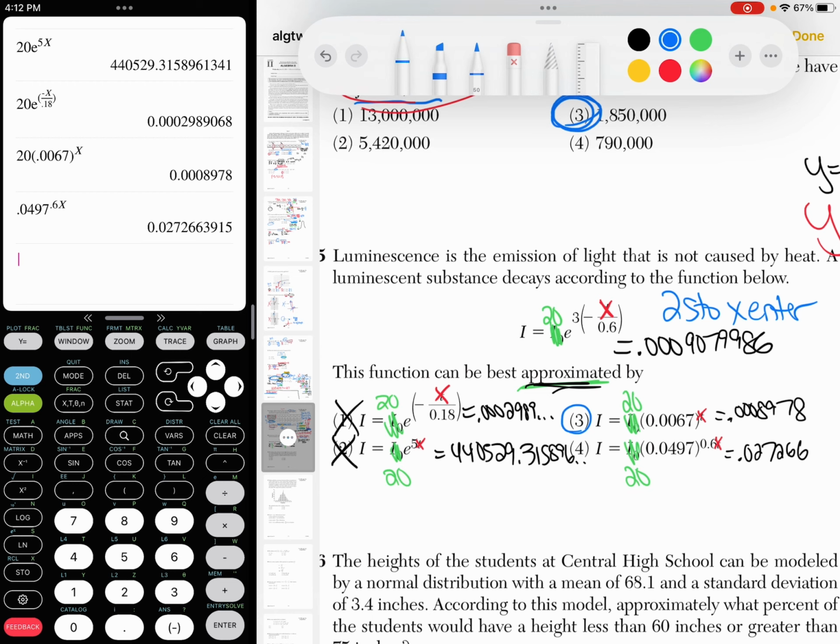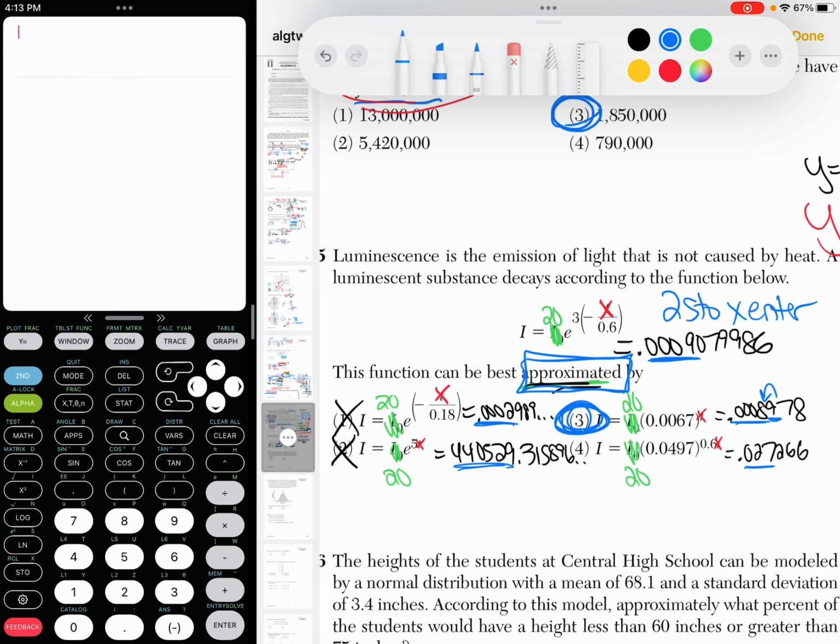I got 0.027266. So this process is not perfect, especially when it says approximated. Approximated means you're probably not going to get that equivalent to exact answer. But if you look at your choices, there's one that's definitely closer than the others. I have 0.0009. This one's 0.0002. This one is 440,000. Like clearly that one's wrong. 0.027, this one's 0.0089. That 9 would bump that 8 up. It's so close. It has to be this one to be the best approximated answer. Again, when it's not equivalent to, it might not be the exact answer, but it's still a good method to use.